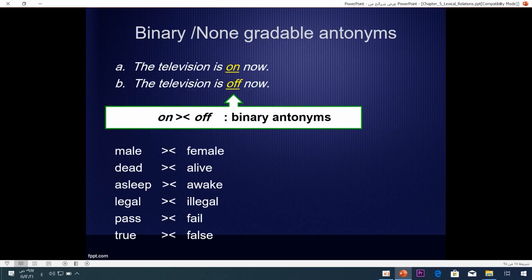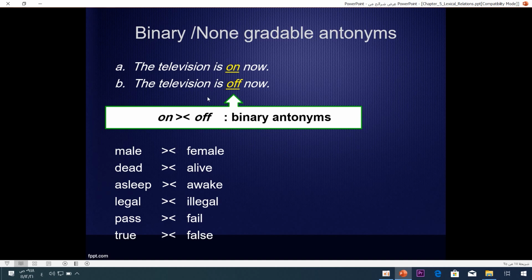Binary or non-gradable antonyms. Why do we say non-gradable antonyms? Because these antonyms can't be graded. There is no possibility coming between them. If I say the television is on now, you cannot say that the television is almost on now or very on now. No, you can't say this. Whether it is on or off. So they are binary antonyms, because if you say the television is not off, it means that it is on.